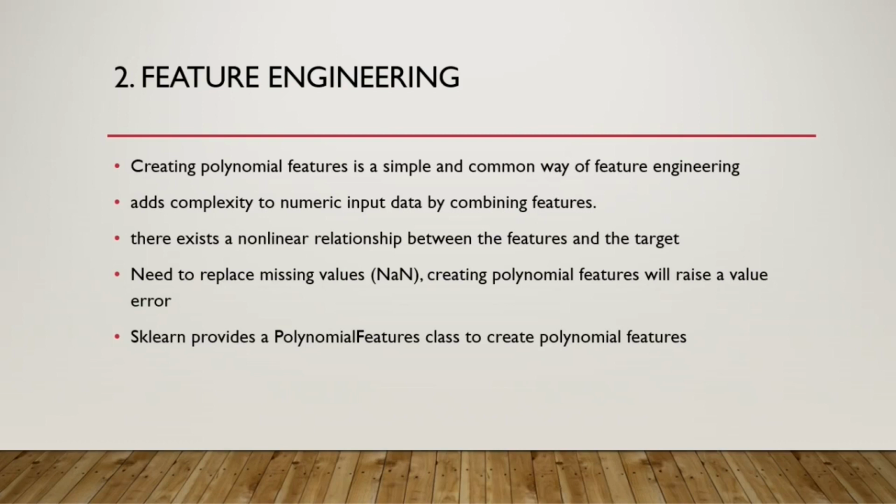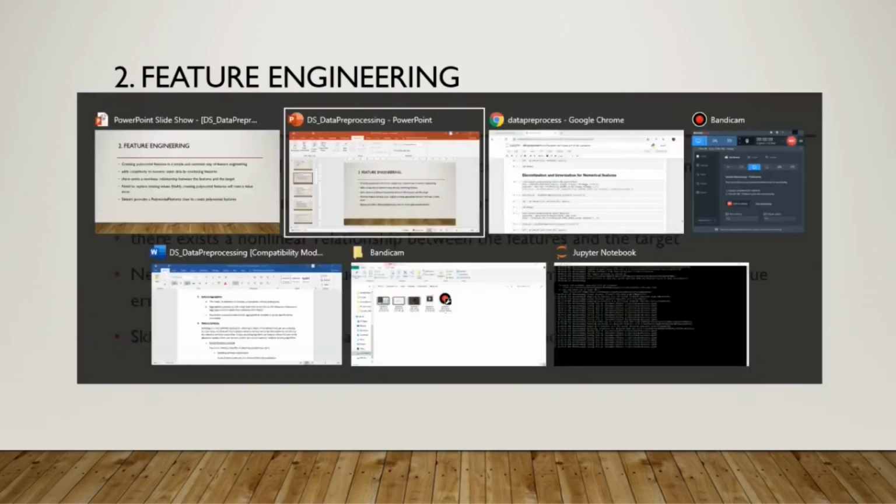And very importantly, we should handle the missing values first, because you understand that if there is some null value and we are trying to multiply, then it may create some error. Okay, then the scikit-learn library provides a PolynomialFeatures class which helps us to create polynomial features. So I will go to the Jupyter notebook now.